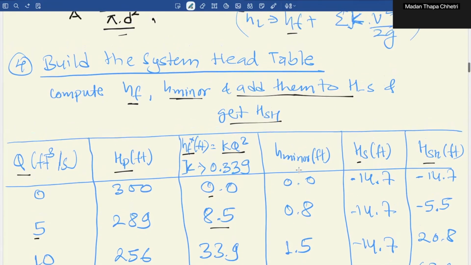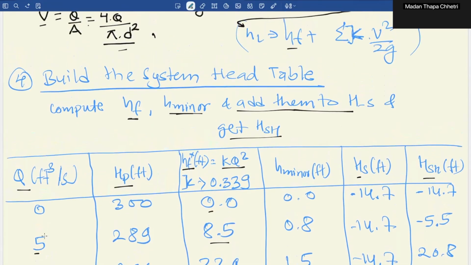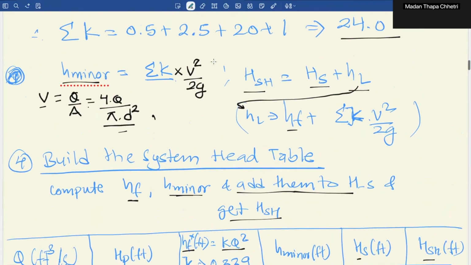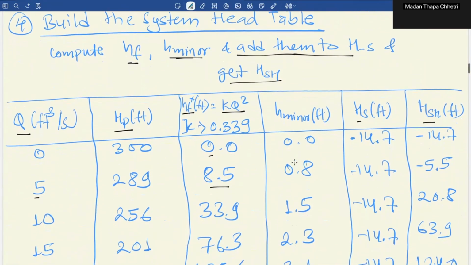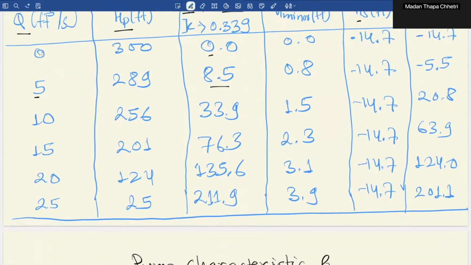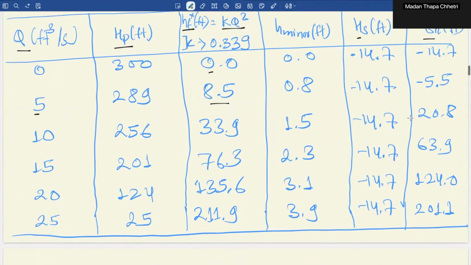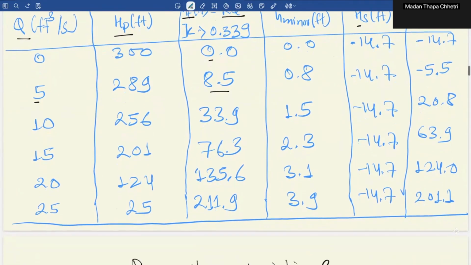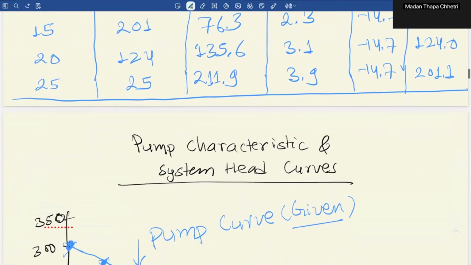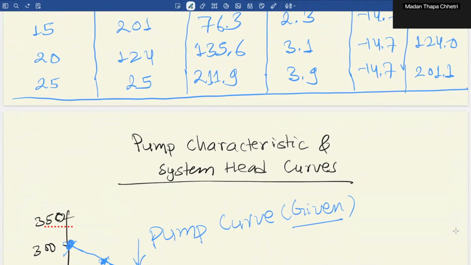And when we compute H minor, we will put the value of Q here, and D of 1.75 also here, and we will compute H minor. And we know this HS is already known. Basically we repeat the same steps for flow rates 0, 5, 10, 15, 20, 25, and we will have all these system heads in the right part of our table. Once we finish that, we also need to find the operating point.